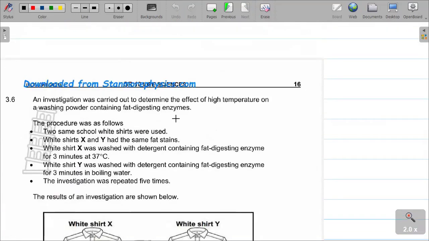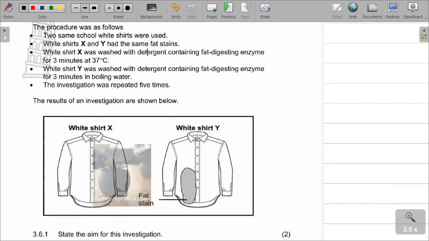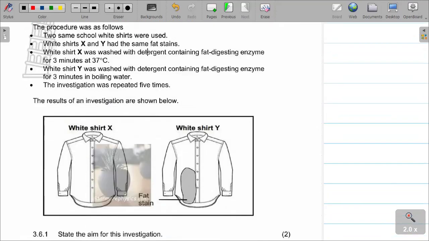And then we are given an investigation to determine the effect of high temperature on washing powder containing fat digesting enzymes. Procedure: 2 same school white shirts were used.